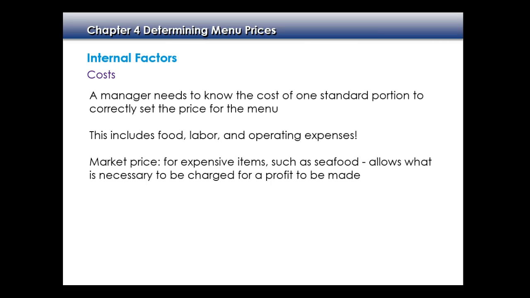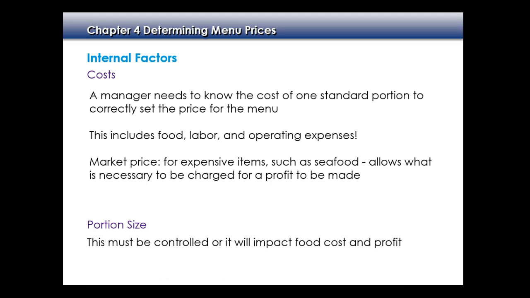So, market price. An expensive item, such as seafood, allows it to be charged for a profit to be made. Excuse me, this even kind of fits into external factors. If you think about Colorado, we are a landlocked state, so it's going to be more expensive for us to get seafood delivered to us, even the quality of the seafood coming to us. And of course, the portion size needs to be controlled or it will heavily impact your food cost and your profit.